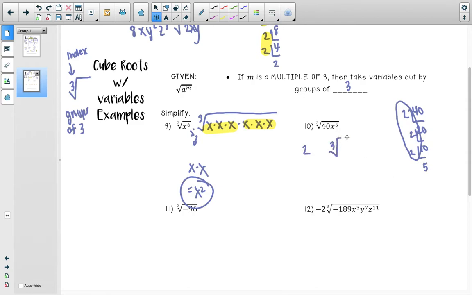Here's the important part. Do you see how I have a 3 right here? That 3 has to stay in that index, okay? Or it goes and turns to a square root. So you need that 3 right there in that little crease, and that's really important.